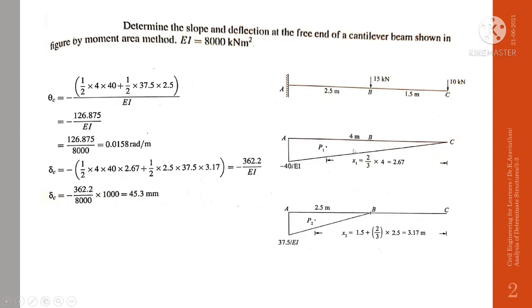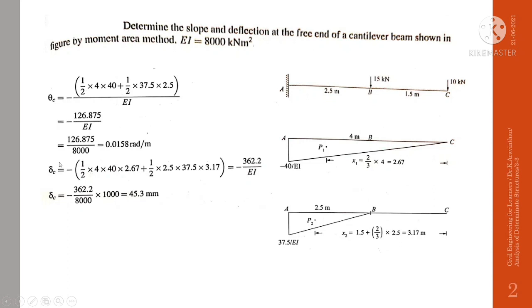The area of the bending moment diagram: these two areas we have to add. Half into base 4 and height 40, plus half into base 2.5 and height 37.5. If you add these, you will get minus 126.875 by EI. This will be your theta, and if you substitute EI, which is given as 8000, you will get 0.0158 radian as your theta.